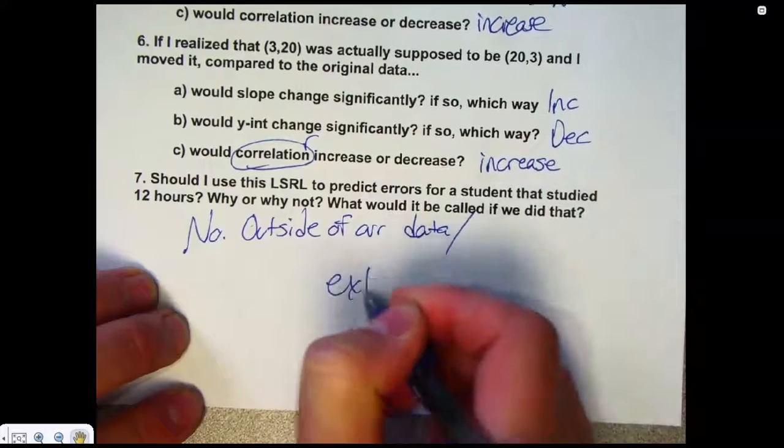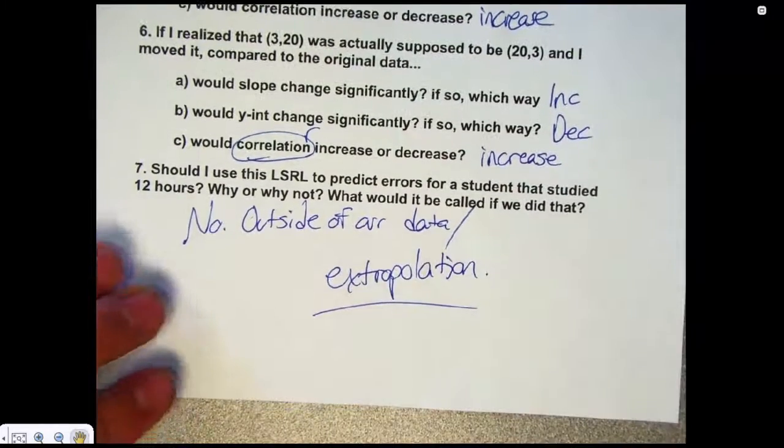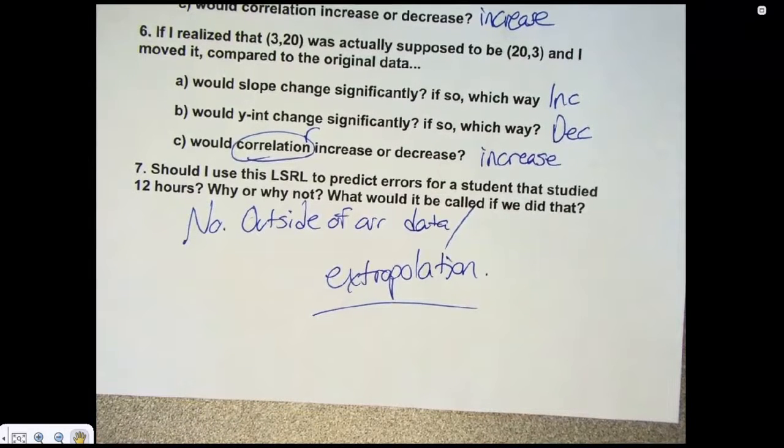Or it's extrapolation. So there's this thing on the AP test. They do not make you memorize vocabulary words. If you can explain the word, you don't have to use it. So if you remember extrapolation, just write no, that would be extrapolation. If you don't remember that word, just say no, that would be assuming the pattern continues. You can describe the word instead of using the word.